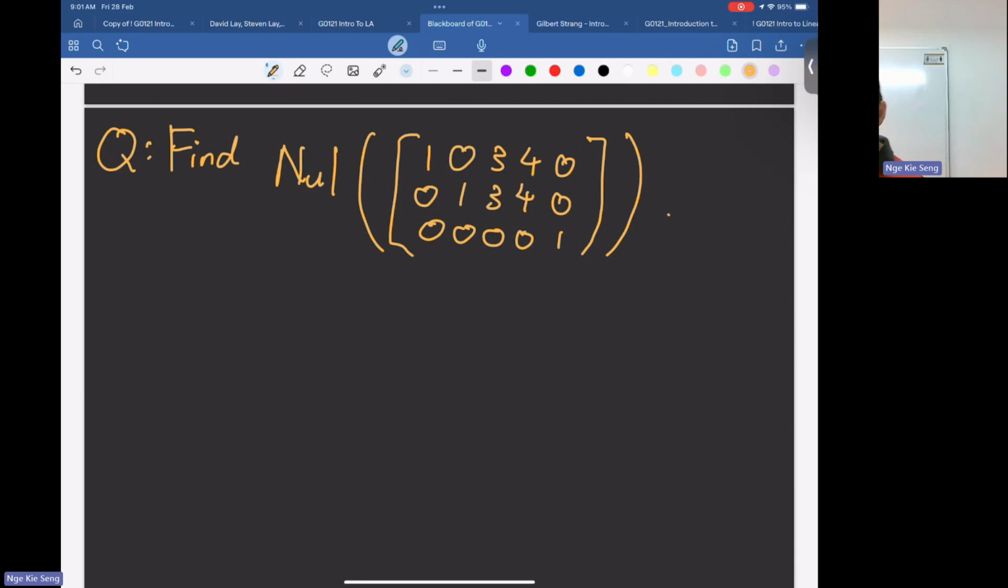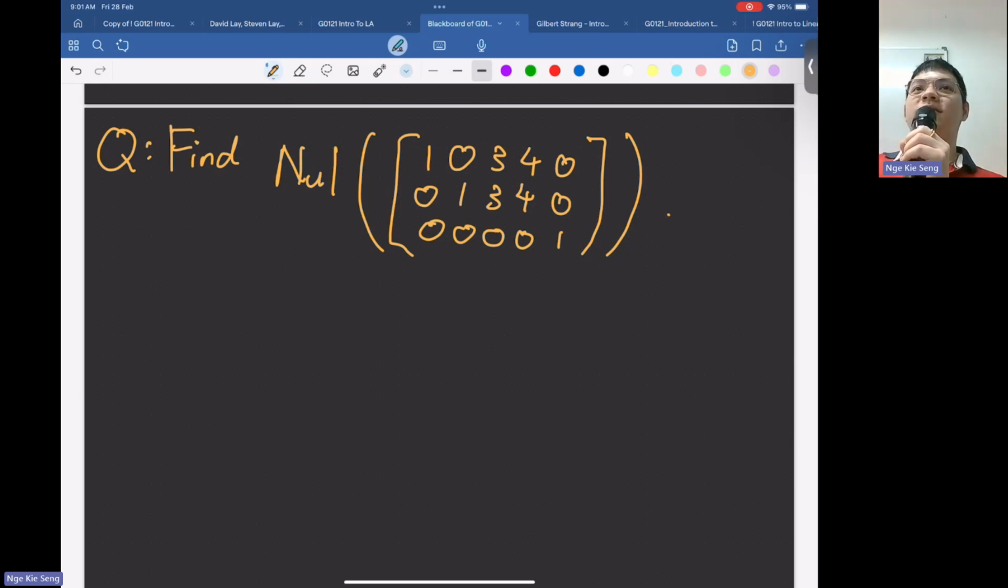Okay, so let's find the null space of this matrix here. What are you going to do to find the null space of this matrix? Sorry, one by one. Who wants to say? So how to find it? It's the form. Yeah, what's the form? Parametric vector form.